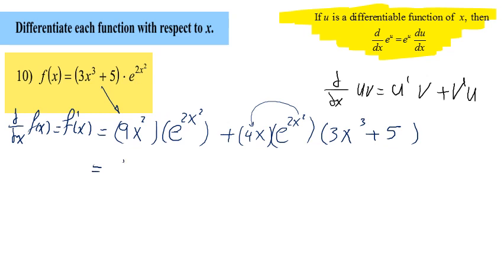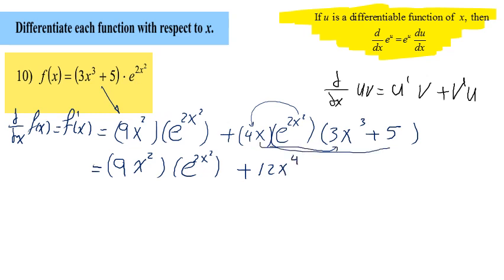Let's simplify it. I'm going to keep this one as 9x squared multiplied by e to the power of 2x squared, plus 4x multiplied by 3 is 12x to the power of 4, and 4x multiplied by 5 is 20x, multiplied by e to the power of 2x squared.